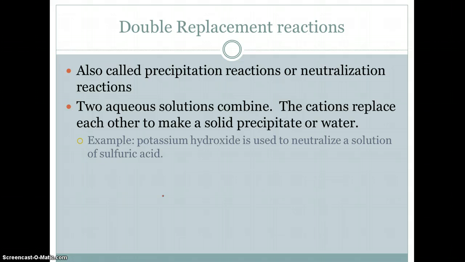It says potassium hydroxide is used to neutralize a solution of sulfuric acid. So potassium hydroxide is KOH. Sulfuric acid has sulfate in it, so H2SO4. And you'll notice they're both aqueous. So what happens is the potassium and the hydrogen are going to replace each other. And when hydrogen bonds with hydroxide, it makes water.